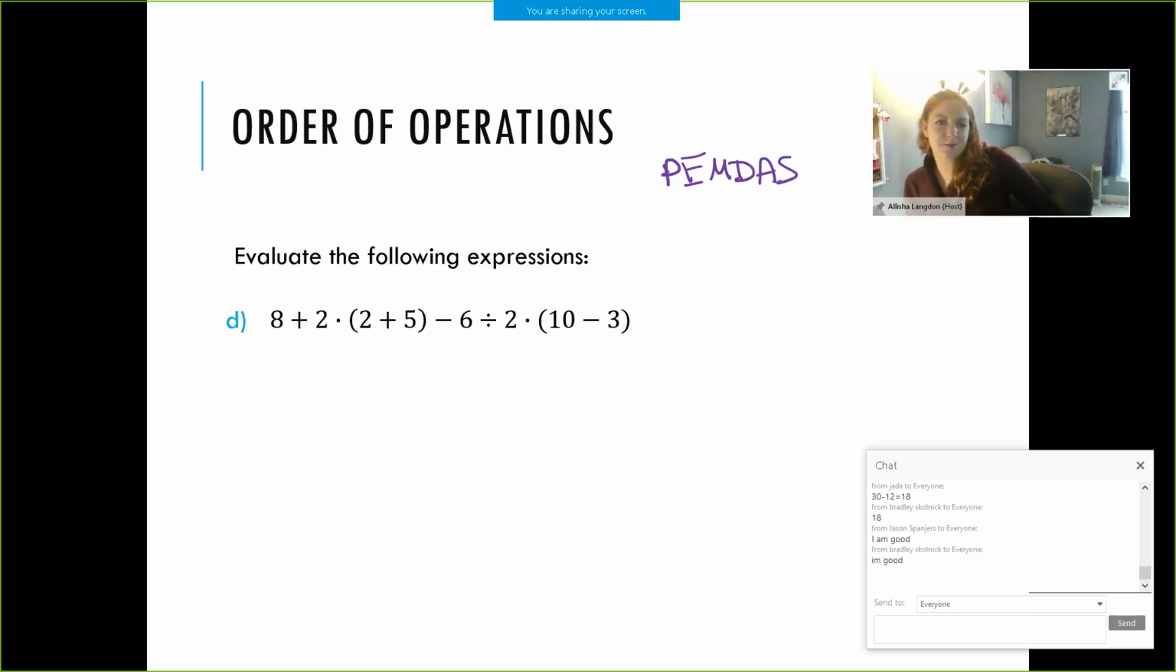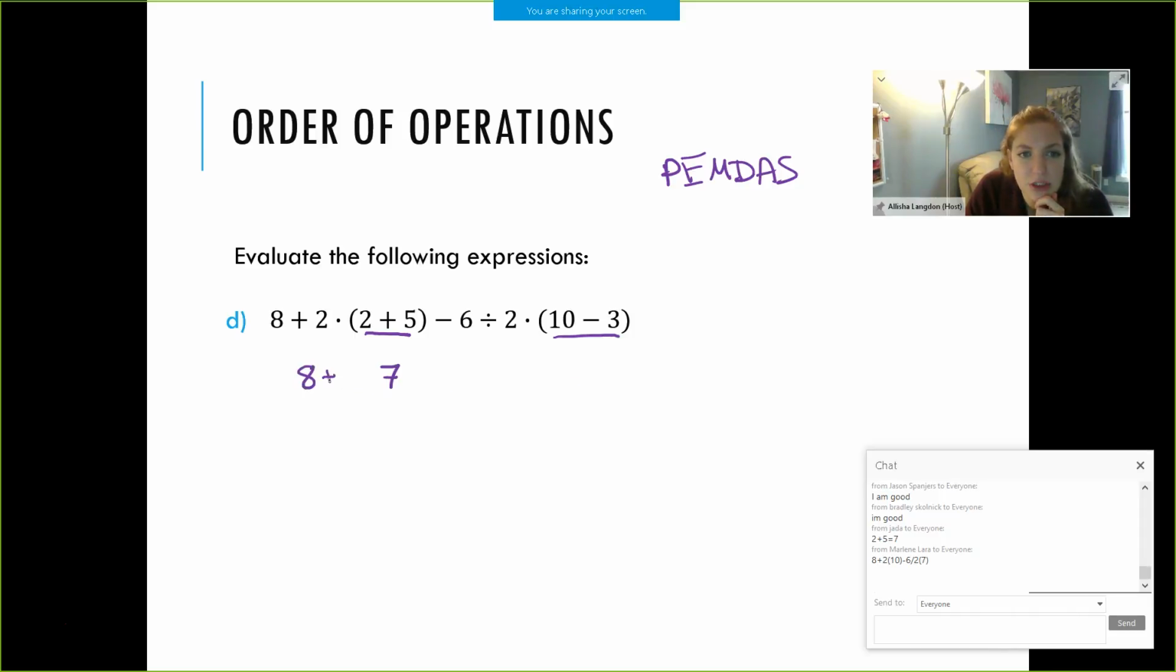So let's do PEMDAS. So here we actually have some parentheses to work with. So we need to go ahead and simplify those parentheses first. So doing what's inside, so that would be 7. And then 10 minus 3 would also be 7. So 8 plus 2 times 7 minus 6 divided by 2 times 7. Now, notice that I dropped the parentheses. The reason I dropped the parentheses is because we simplified the inside. Once I add these together, I've done everything possible inside the parentheses. So that operation is done. Okay, so once you're done on the inside, just go ahead and drop it.